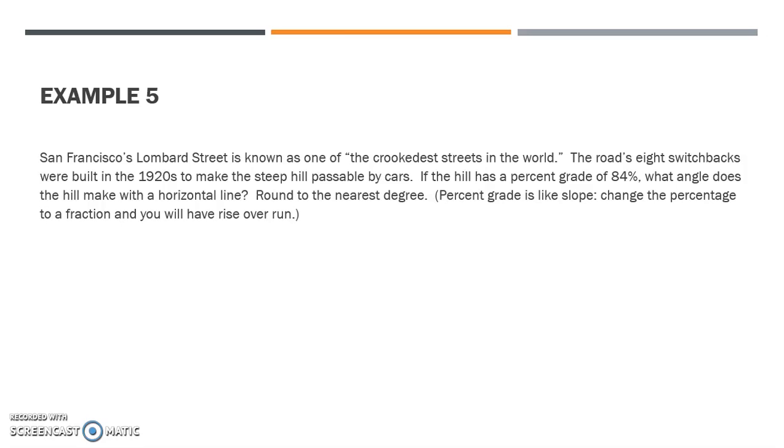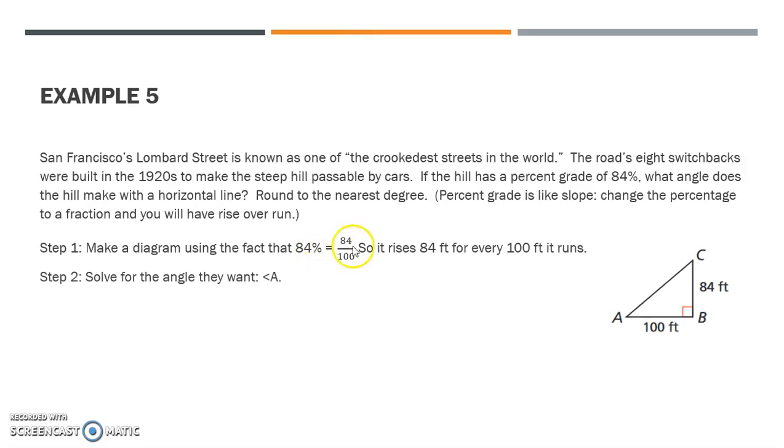So I knew that 84% is 84 over 100, and that means that this rises 84 feet for every 100 feet it runs. Now, if I wanted to, I could reduce my fraction, but that's just a lot of extra work. The trig ratios will work perfectly well with 84 and 100. So in my triangle, I made it run 100 feet, and I made it rise 84 feet. And I labeled the vertices of my triangles as A, B, and C. You didn't really have to label, but I wanted to have something to refer back to.